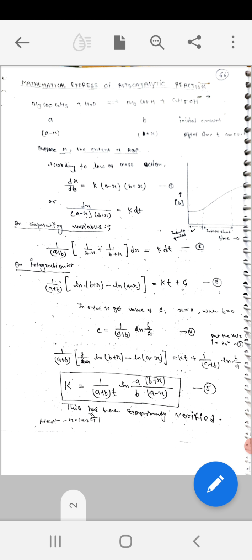ठीक है, now put the value in equation 3. अब हम इसकी वैल्यू इक्वेशन 3 में पुट कर दें C की, then we have 1 upon A plus B in bracket ln (B plus X) minus ln (A minus X) bracket closed. This is equal to Kt plus C. C क्या है? 1 upon A plus B. Kt is as it is plus 1 upon A plus B ln B upon A. From this we calculate K, and K comes out to be 1 upon (A plus B) into T ln of A upon B into (B plus X) upon A minus X. This has been an experimentally verified equation.